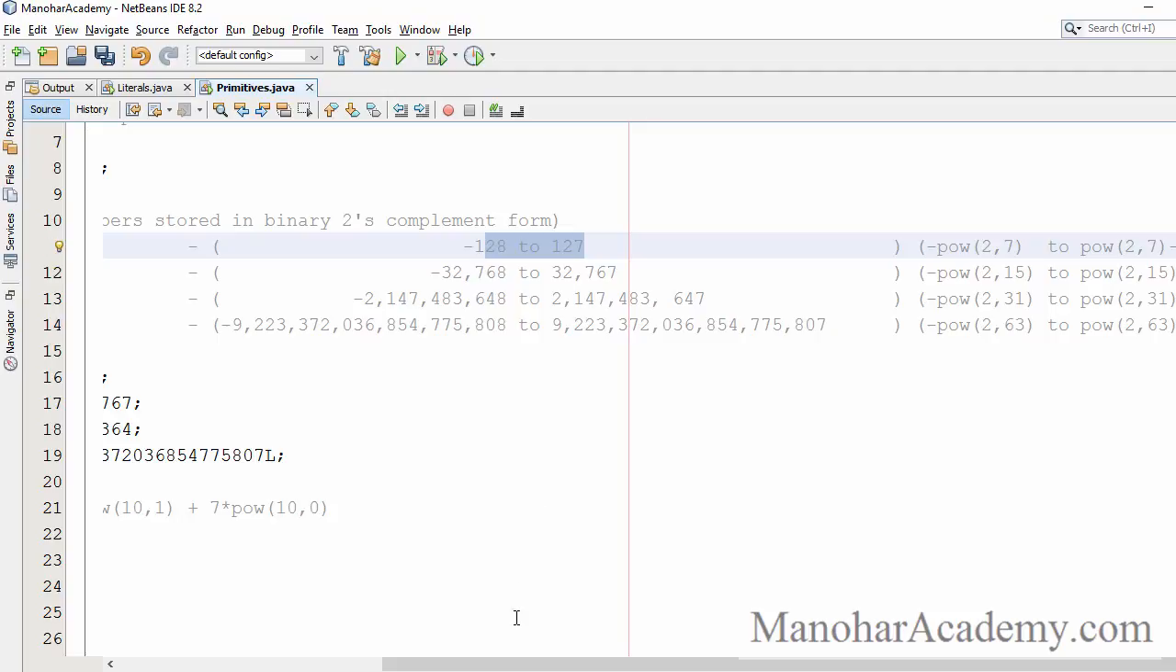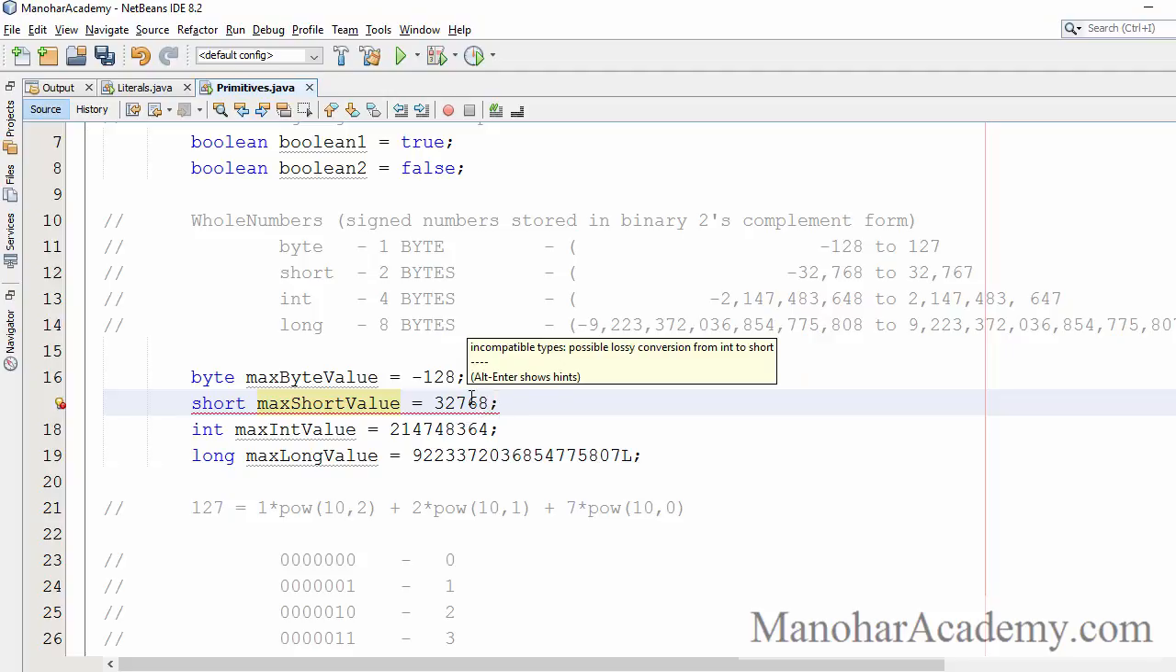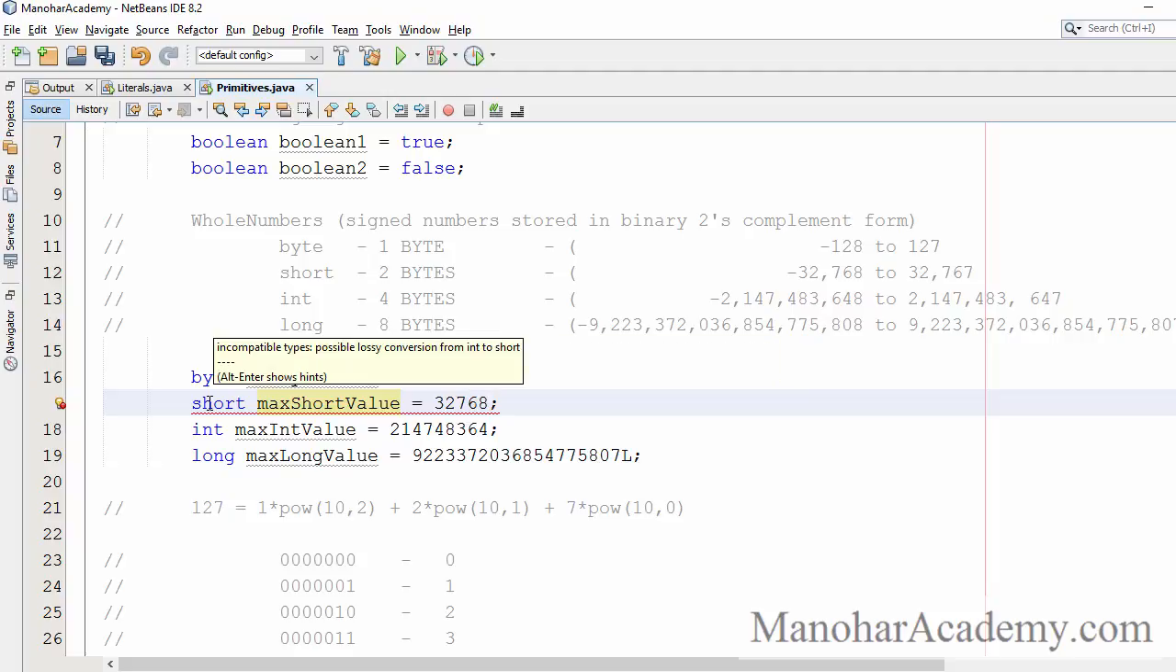So the maximum value we can represent is 32,767. So that's what I'm assigning here. If I change it to 32,768, again, we have seen this concept already. This is an int literal, so it is an integer. We are trying to assign an integer into a short. So the short data type cannot have this value, so it is going to complain. So let's change it back to 7.